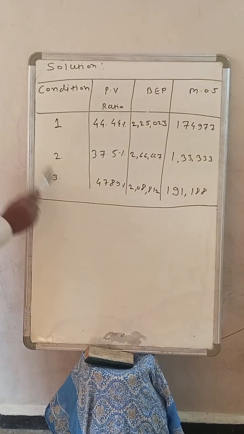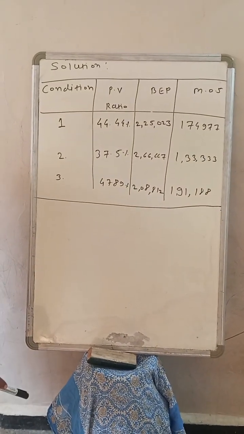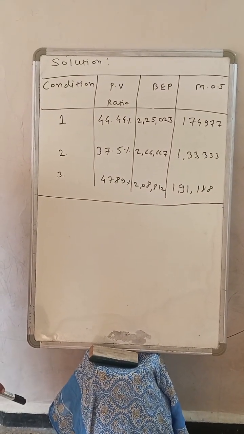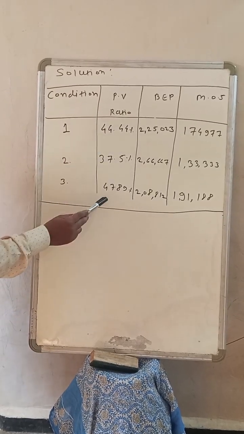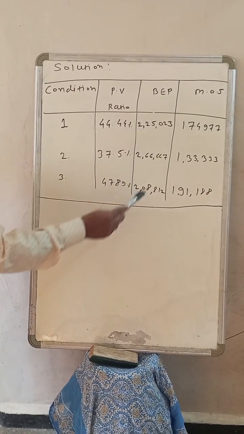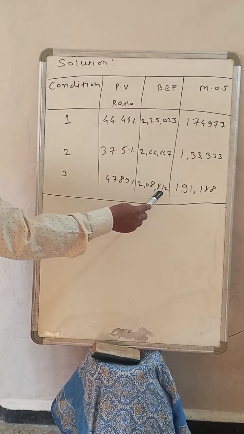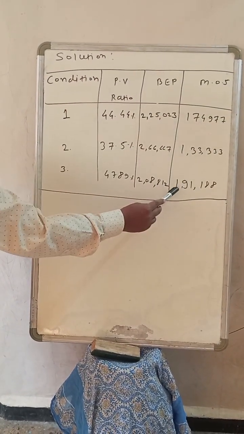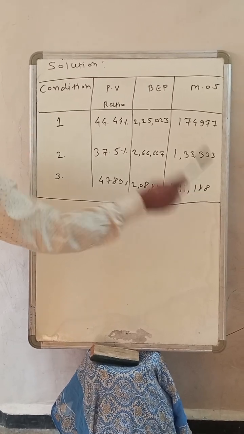1,33,333. And last, condition number 3, both selling price and labor cost are reduced by 5%. Then your PV ratio would be 47.89%. Break-even point is 2,08,812, and margin of safety is 1,91,188.